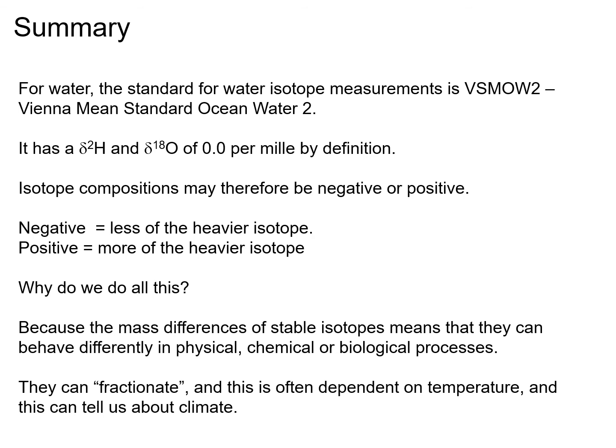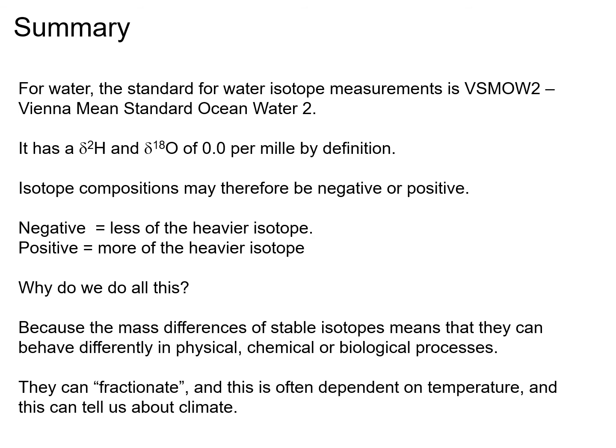So why do we do this? Well, we do this because the stable isotopes change with different environmental processes. They can tell us about what happened in the past. Those processes can be physical, chemical, or biological. The term often used in the literature is fractionation. The fractionation of the isotopes, the changes between more or less of the heavier isotope, can depend on things such as temperature, and therefore it can tell us about climate and past climates.